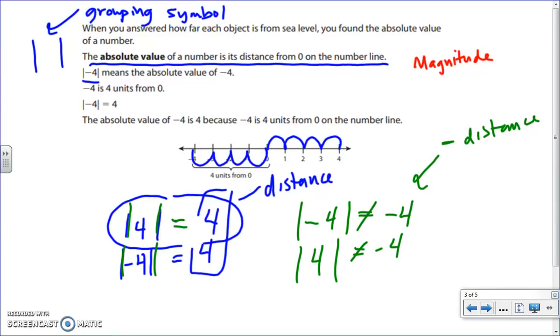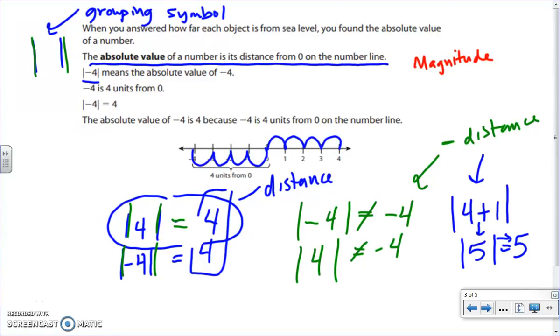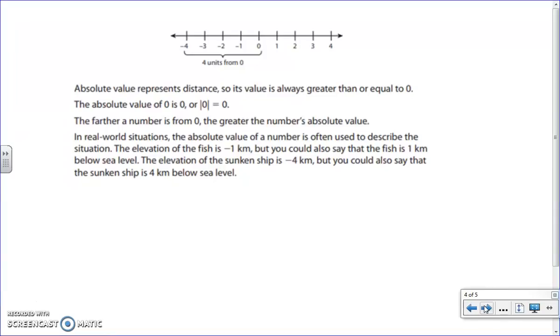It's how far away from 0 it is. It's represented by these symbols here. It's very important. There are 2 vertical lines around a number or a phrase or a value. So if it said 4 plus 1, you would do what's inside of the absolute value first. 5, and I know that the absolute value of 5, its distance from 0 is 5. So I would go through a several step process to figure out what the absolute value of 4 plus 1 is. It would be 5. It would not be negative 5. 5 is a distance, and absolute value is a distance.